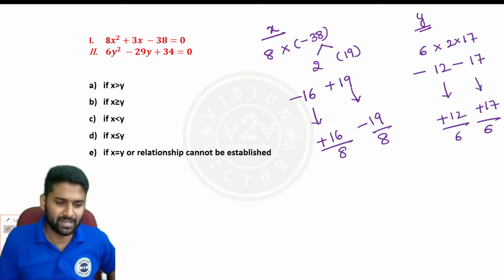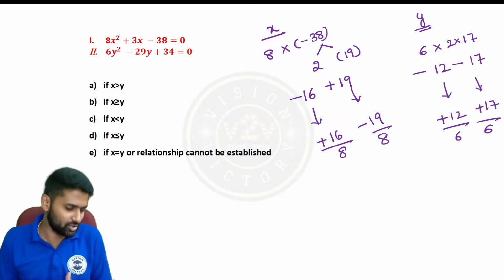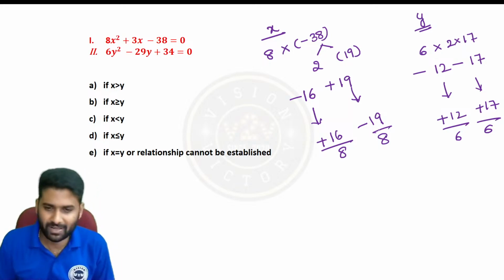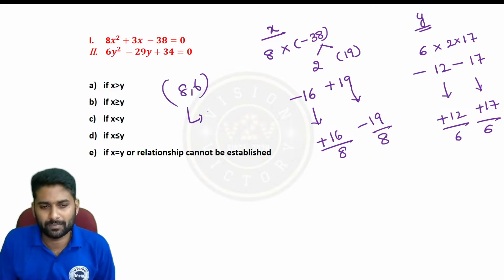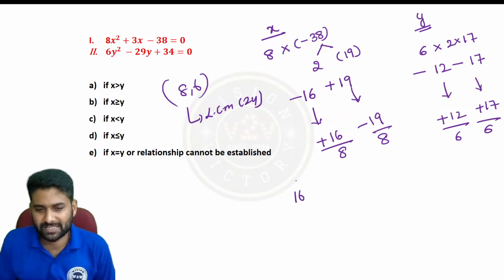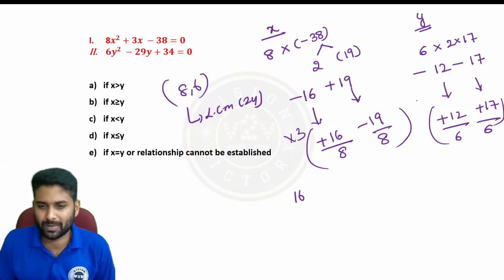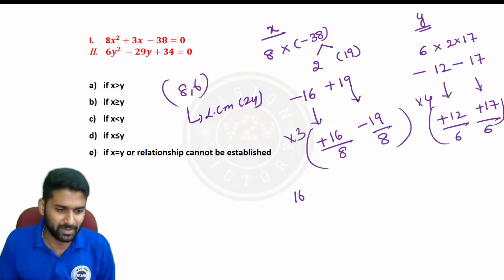Now in these kinds of questions, try to equate the denominator values. So what are the denominator values here? 8 and 6. The common multiple is 24. How can we equate them? This equation you should multiply by 3, and this equation you should multiply by 4. Then you will be able to equate all the values.